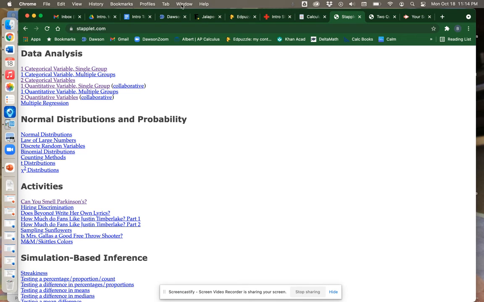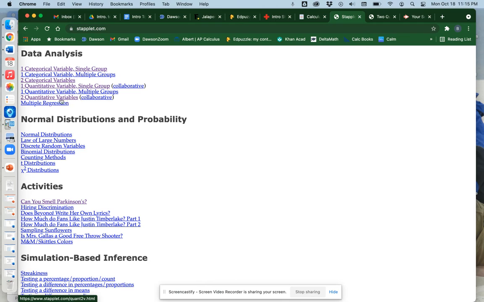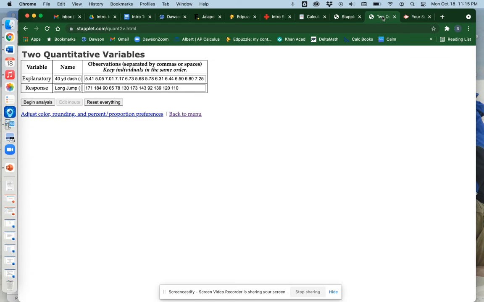So, all you need to do is make sure that you go to stapplet.com. And we're talking about two quantitative variables. So, you would just click on the two quantitative variables. It says collaborative there. Just worry about the two quantitative variables. And I've already input some data, but once you go there, you're going to have an opportunity to put in not only the data, but the name.